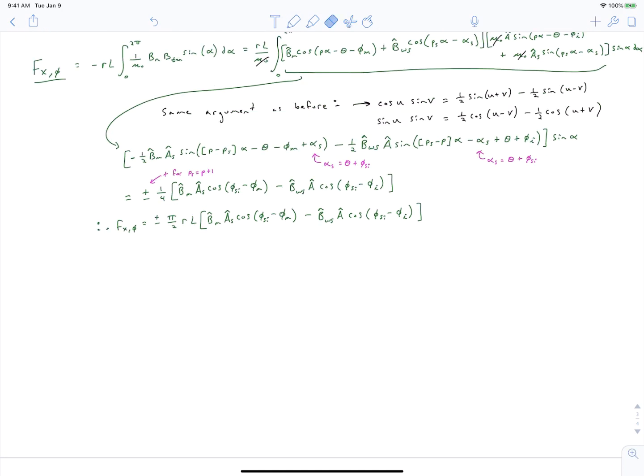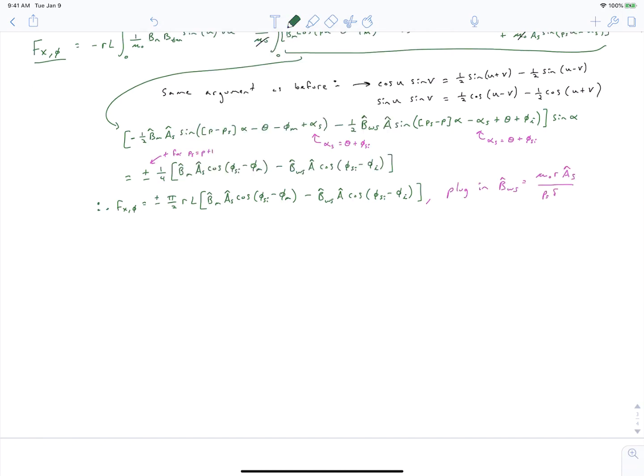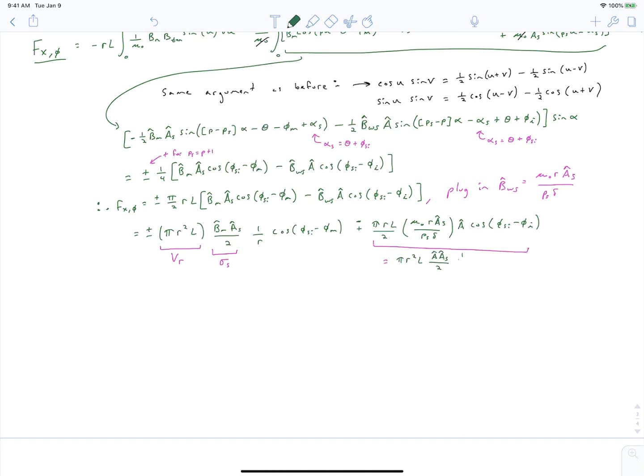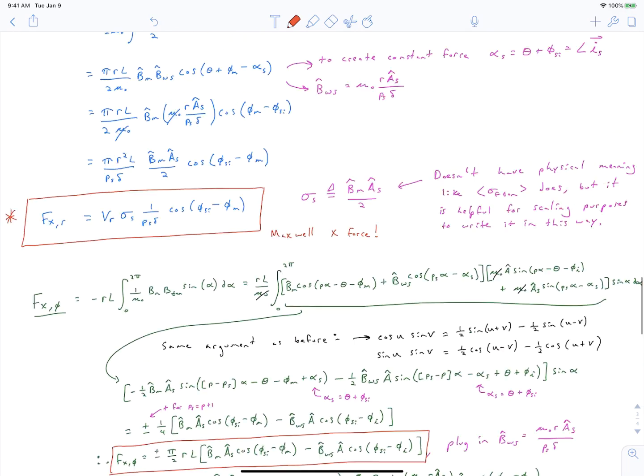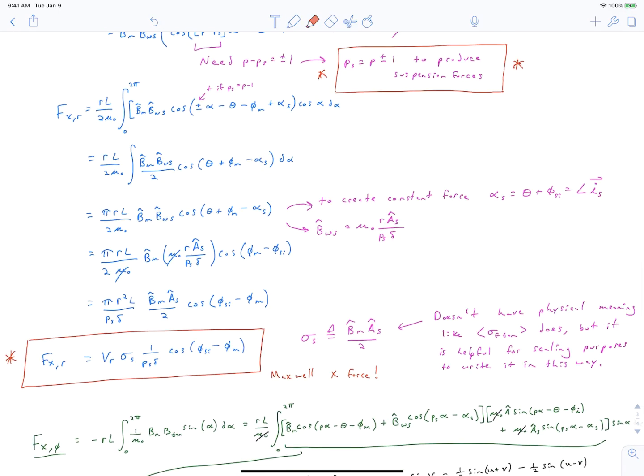And we get this expression for our Lorentz force. Let's work with it a little bit to get it into a more convenient form. First, we'll start by plugging in our expression for BWS. So you see that we can rearrange terms a little bit to get this in a form that's closer to what our Maxwell forces were.